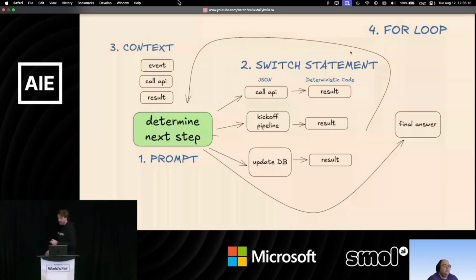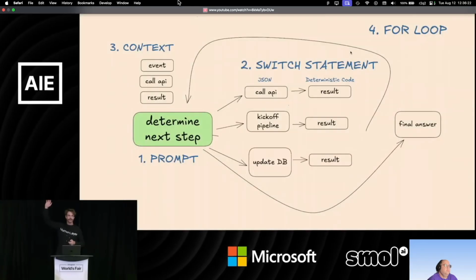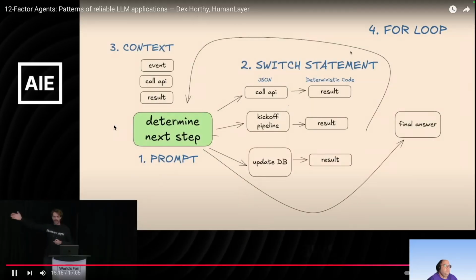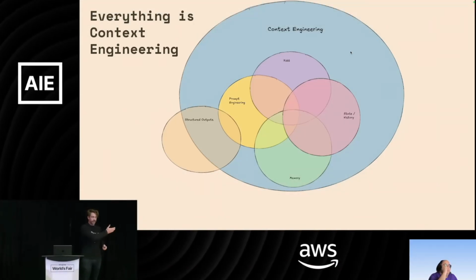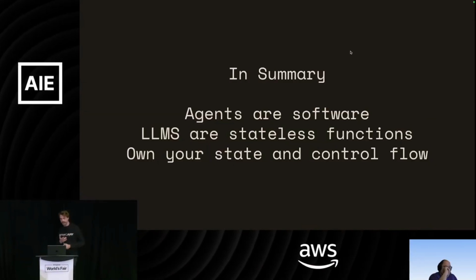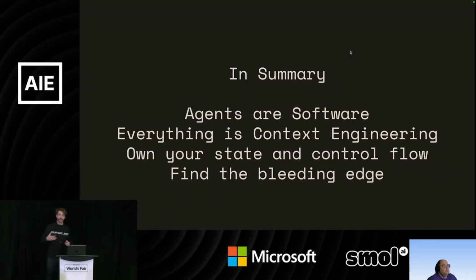So in summary, agents are software. You all can build software. Anyone ever written a switch statement before? While loop? Yeah, okay, so we can do this stuff. LLMs are stateless functions, which means just make sure you put the right things in the context and you'll get the best results. Own your state and your control flow and just understand it because it's going to give you flexibility.